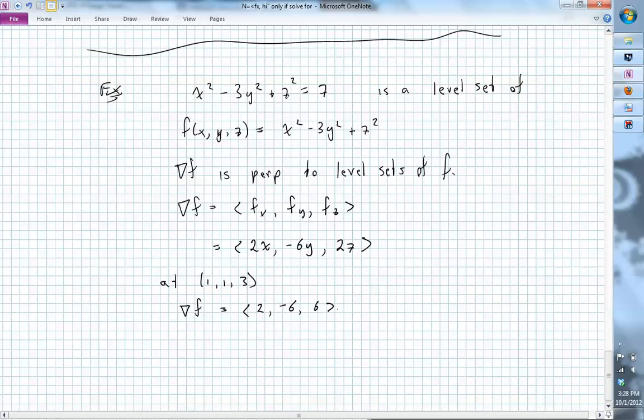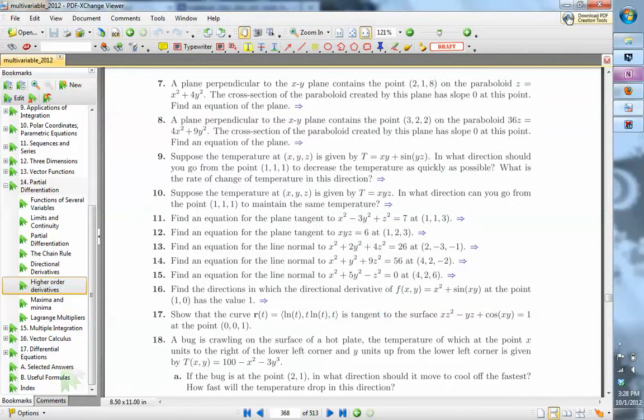Now, how do we interpret this? This point is on this surface. This surface is a level set of this function. This vector is normal, then, to the surface at this point. Let's go back and look at the question. Find an equation for the plane tangent to this surface at 1, 1, 3. I've got a normal vector. I've got a point. I'm done.